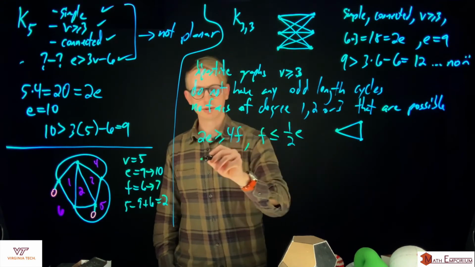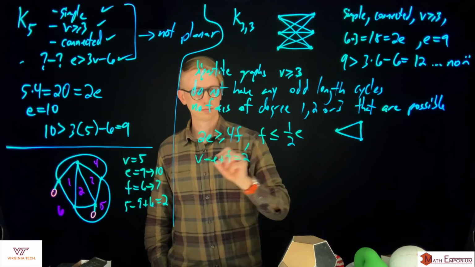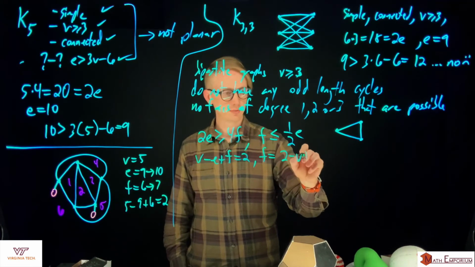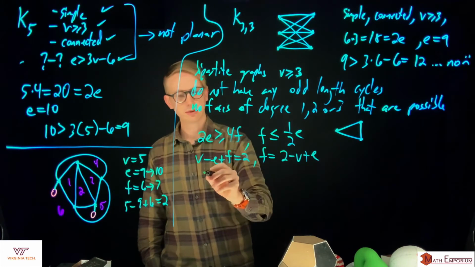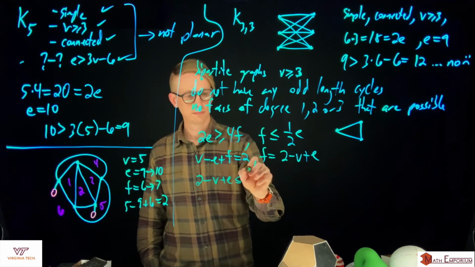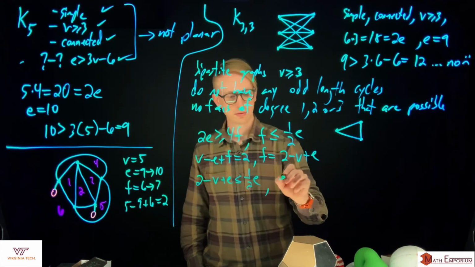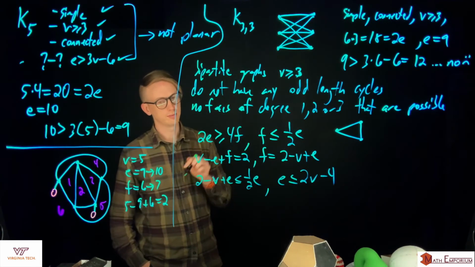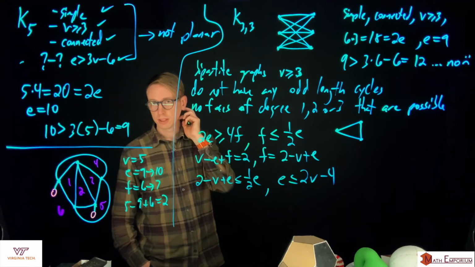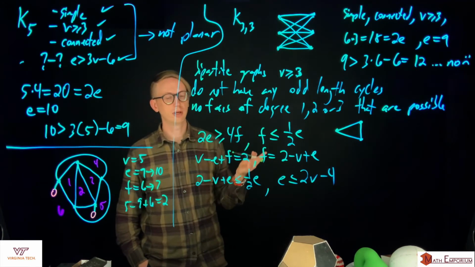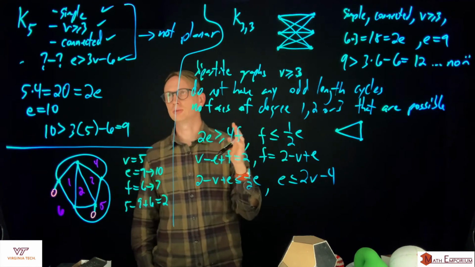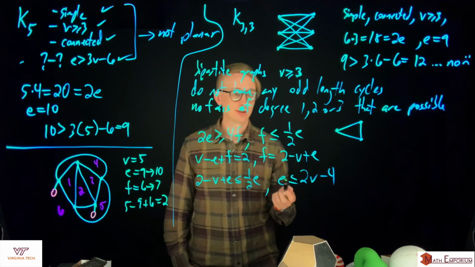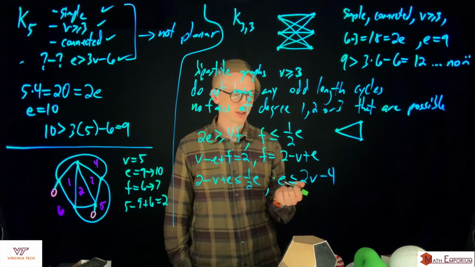b minus e plus f is equal to 2. Solve both for f. 2 minus b plus e. Connect these two together. And if you just want to do it yourself, you can. But e is less than or equal to 2b minus 4. So bipartite graphs are a little more constrained with their number of edges than general simple graphs are. So when you have a bipartite graph, it can't have as many edges. And that's a good thing, because otherwise we wouldn't have a tool for K33.